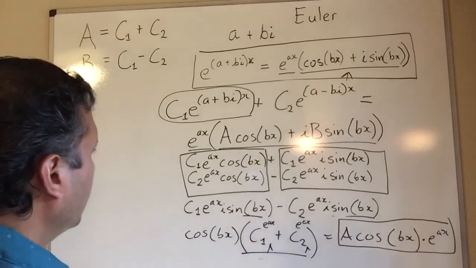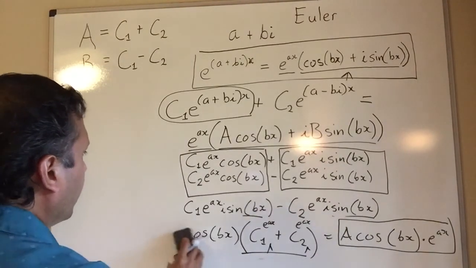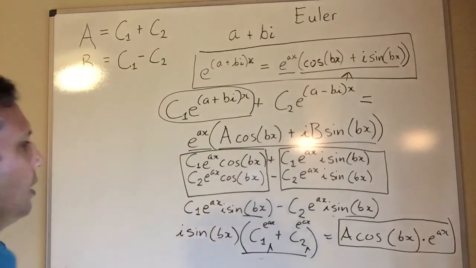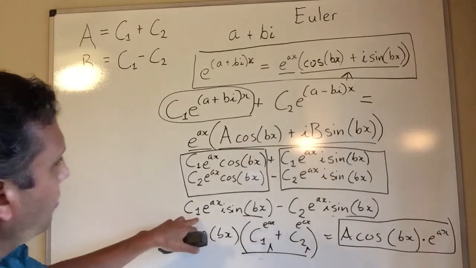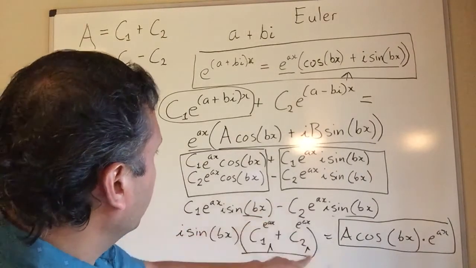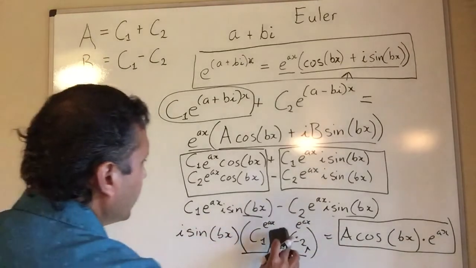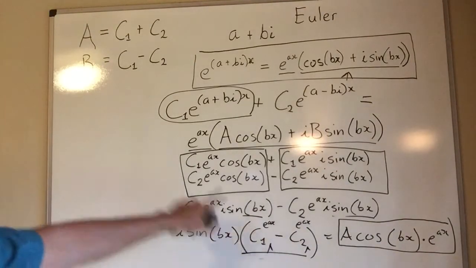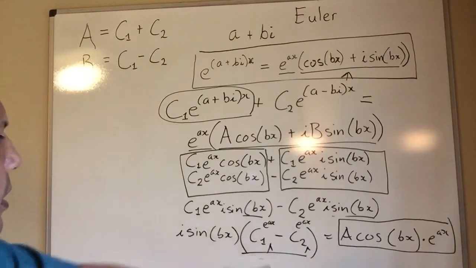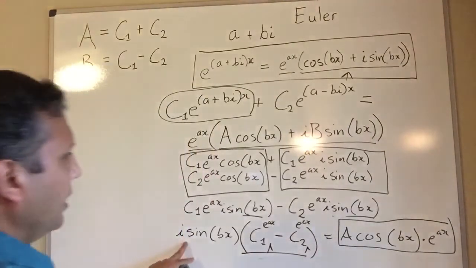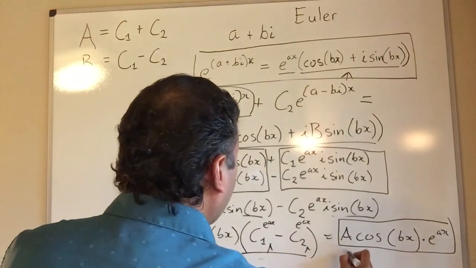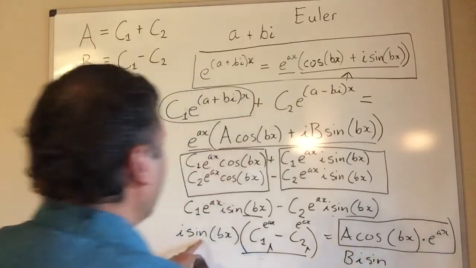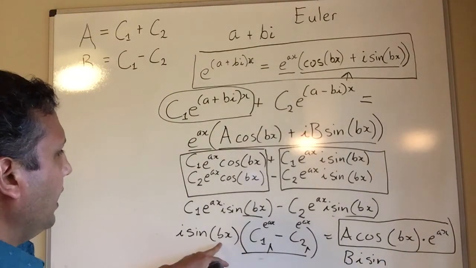Okay, so I'll have i sine bx here, and because this is c1 minus c2 e to the ax, I have to change the sign here. So now I have something similar to this, and that becomes b. So now I have b i sine bx.